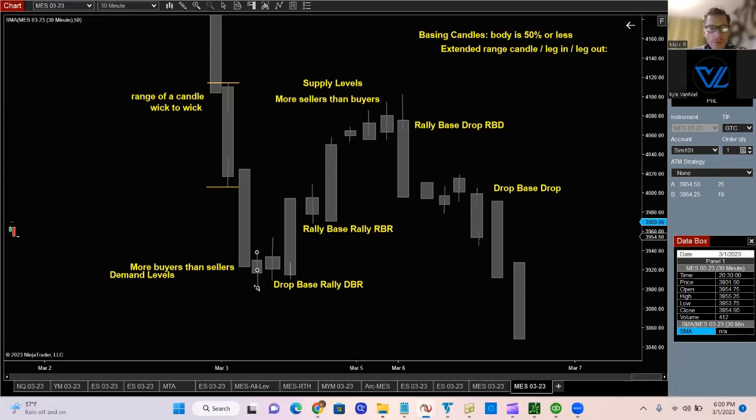So this is your leg in right here. This is going to be your basing. This is going to be your leg out. This is your leg in for the drop base rally. This is your leg out for the drop base rally. This one is also, in this case, your leg in for the rally base rally. And this is your leg out for the rally base rally.